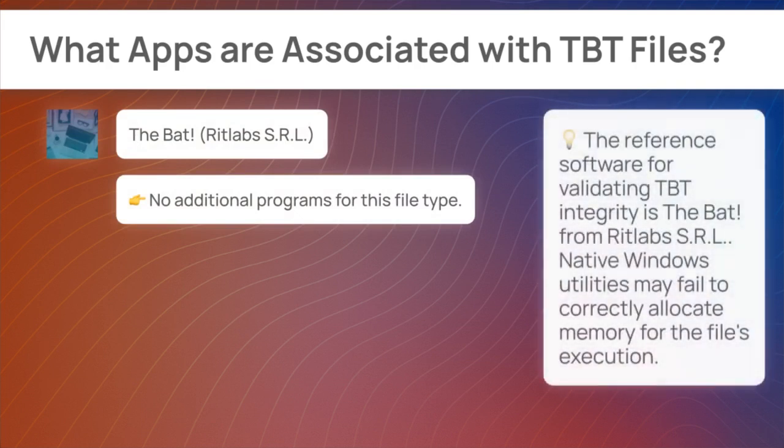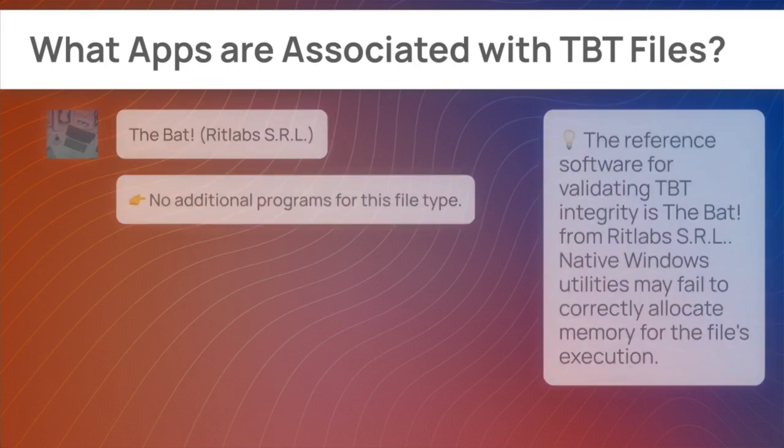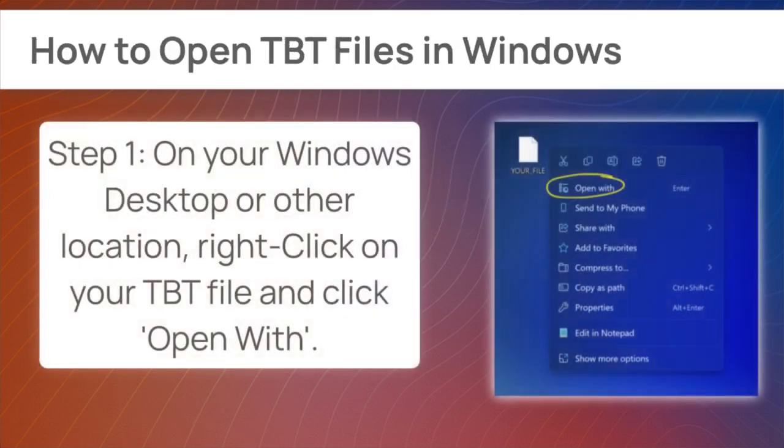Native Windows utilities may fail to correctly allocate memory for the file's execution. Windows may leave unused temp files scattered if background tasks stop unexpectedly. Time to see which installed program links the file.